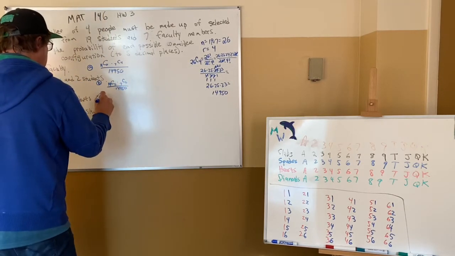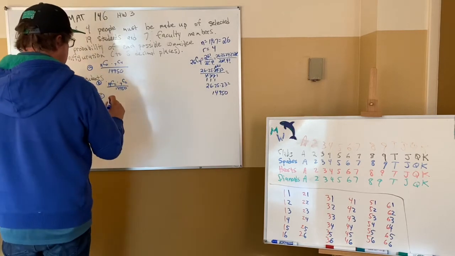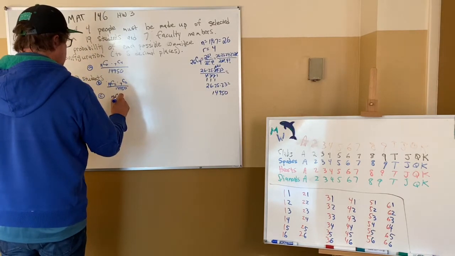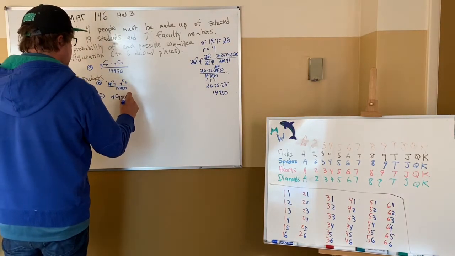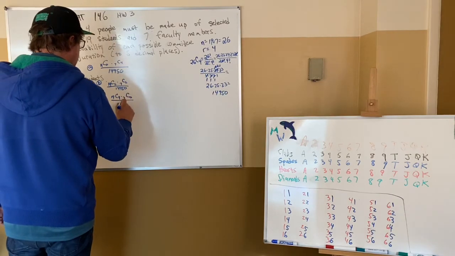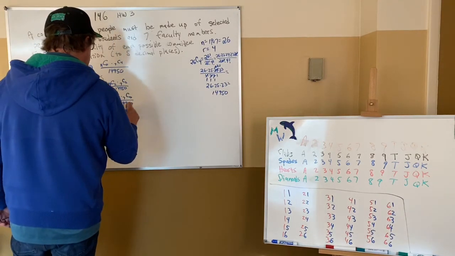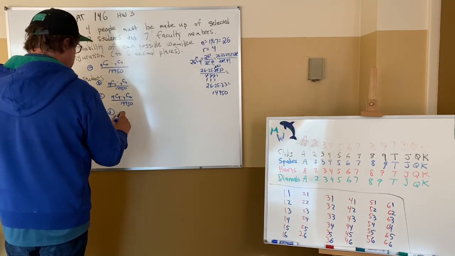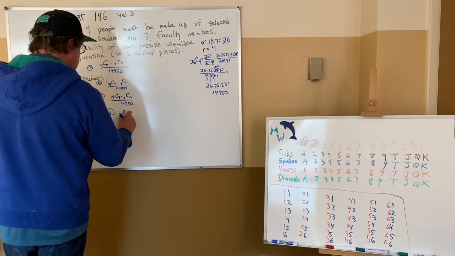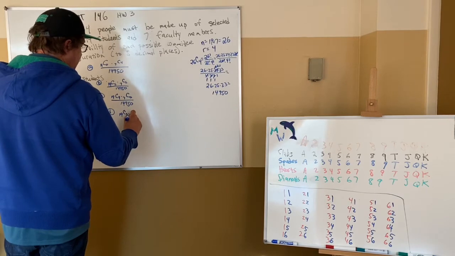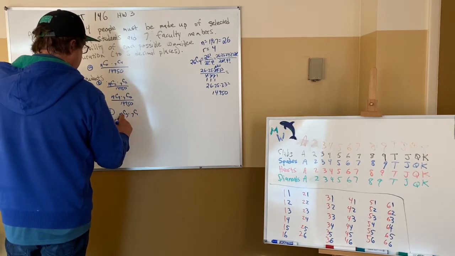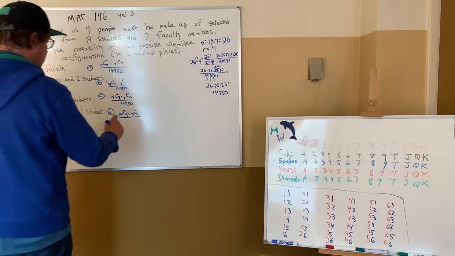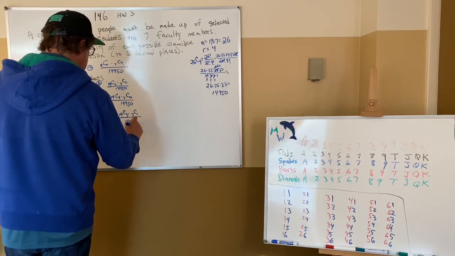C, we have all students. So we have 19 students choose 4 and 7 faculty choose 0, over 14,950. D, 1 faculty member, 3 students: 19 students choose 3 times 7 faculty members choose 1, over 14,950.